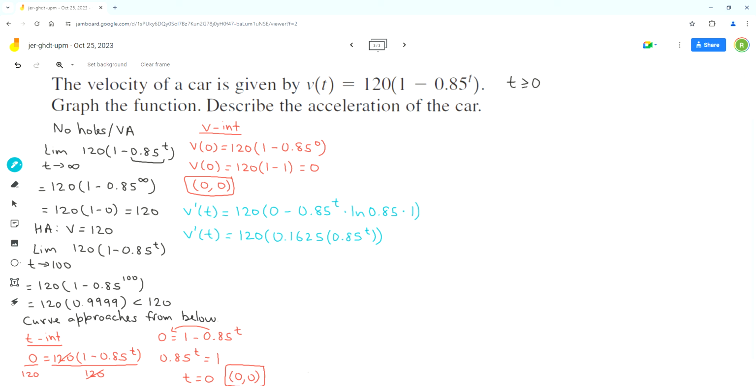Now we can multiply 0.1625 by 120. So I got 19.5.